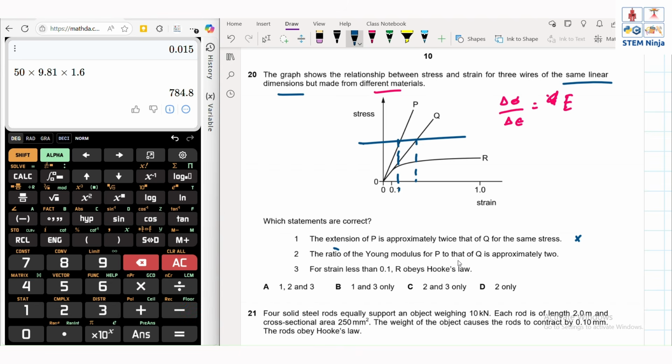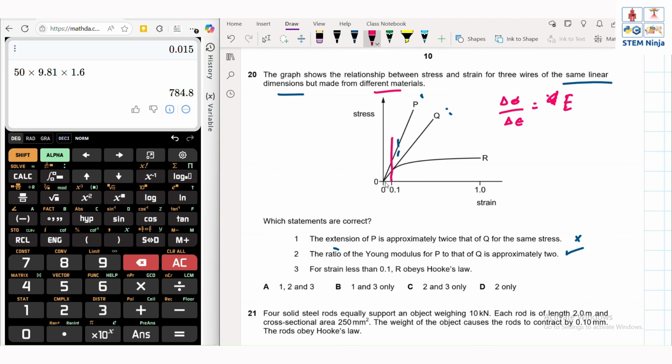The ratio of Young modulus for P to that of Q is approximately 2. That could be said because the gradient is approximately twice that of Q. So yes, that could be true. For strain less than 0.1, R obeys Hooke's law. So 0.1 is this part here. Yes, for all three, the graphs are linear.